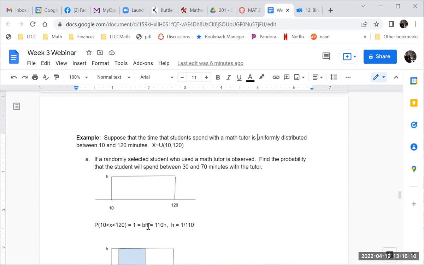So stop me if you don't understand. Now the base, I can do 120 minus 10 to give me the length of the base, right? Because if I went from 0 to 120, that's 10 too much. So I subtract 10. So that's 110, and the height is h. That's what I'm trying to figure out, at least at the beginning. So I know that 1 equals 110h. I divide left and right by 110, and I get h is 1 over 110.